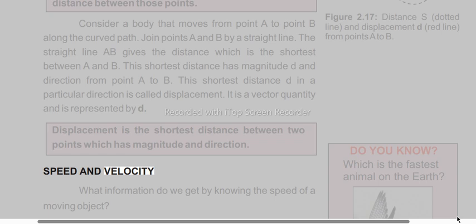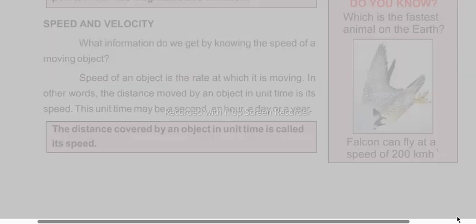Speed and velocity. What information do we get by knowing the speed of a moving object? Speed of an object is the rate at which it is moving. In other words, the distance moved by an object in unit time is its speed. This unit time may be a second, an hour, a day, or a year. The distance covered by an object in unit time is called its speed. Do you know? Which is the fastest animal on the Earth? Falcon can fly at a speed of 200 km/h.